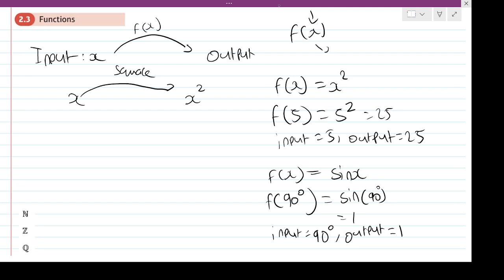That's what we do. And then we usually call x the input, and then our output will be the f of x. So when we plug in our x, what do we get out of it? And that's essentially all it is.